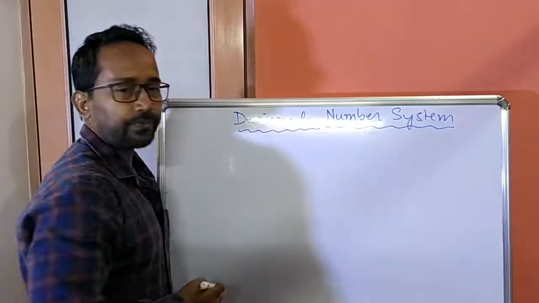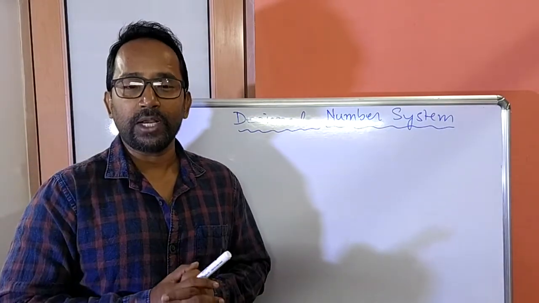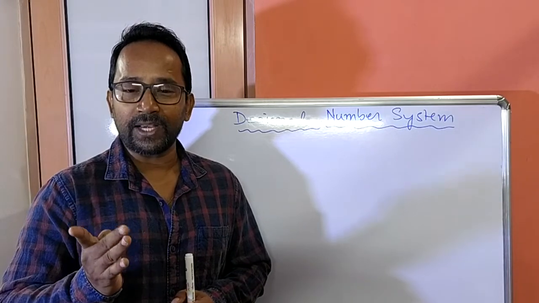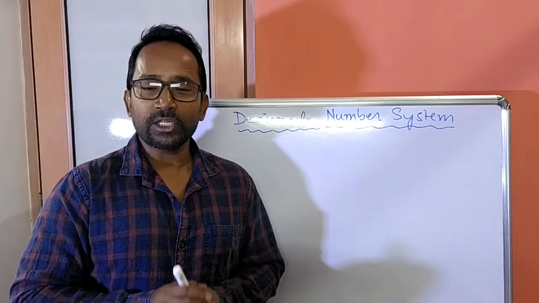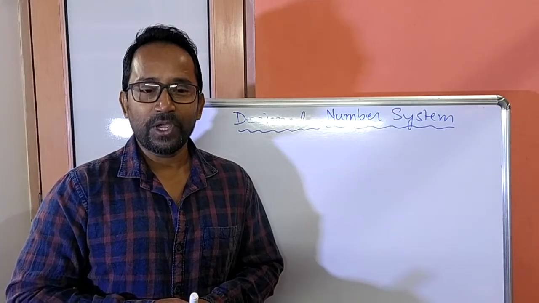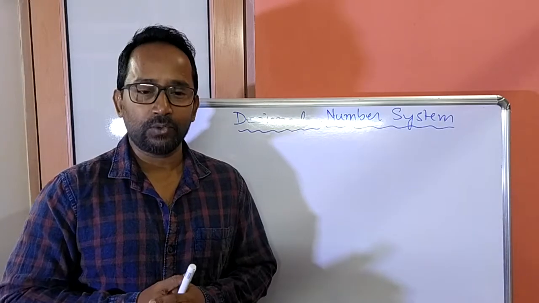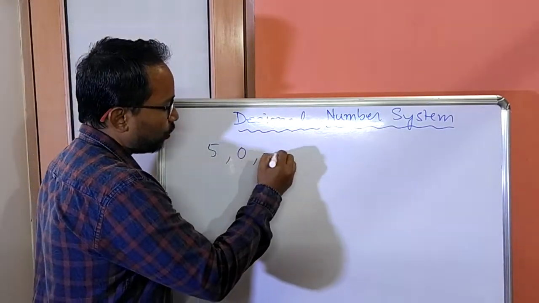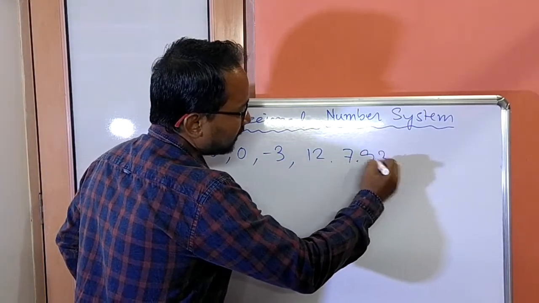Decimal number system consists of 10 digits, that is 0 to 9 with base 10: 0, 1, 2, 3, 4, 5, 6, 7, 8, 9. Therefore, the base of this number system is 10, or it is also called base 10 number system. These digits can be used individually or can be grouped to form a numeric value. Example: 5, 0, -3, 12, 7.93. All these are decimal numbers.